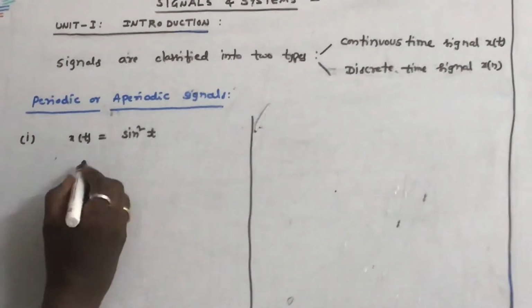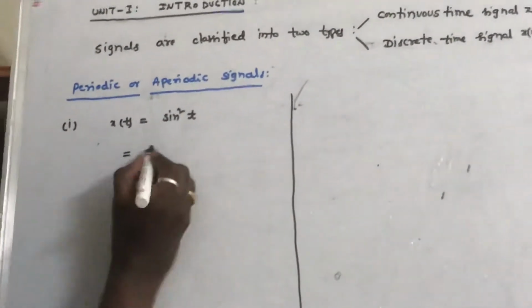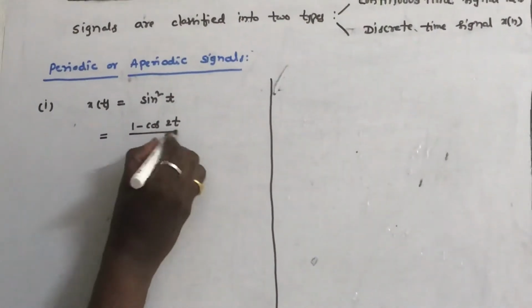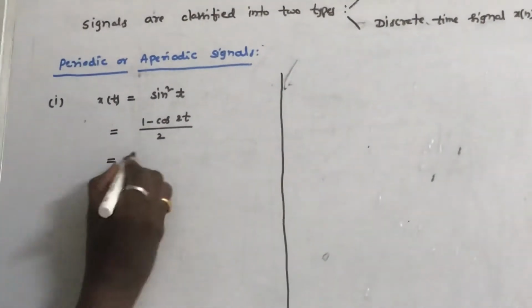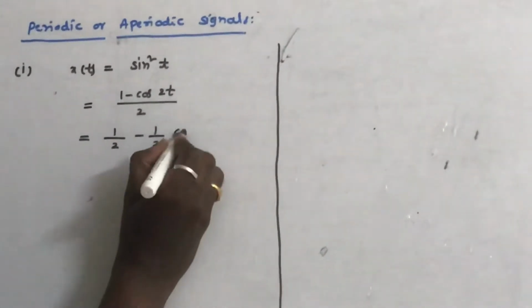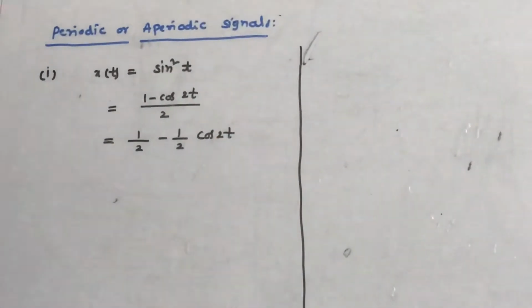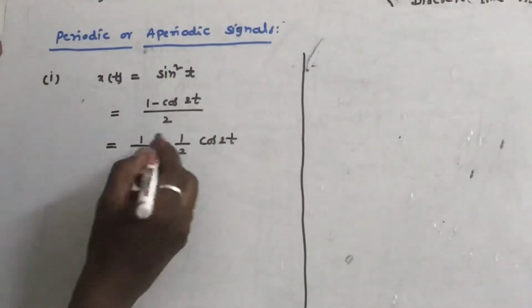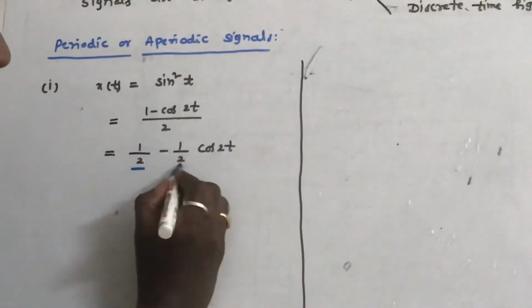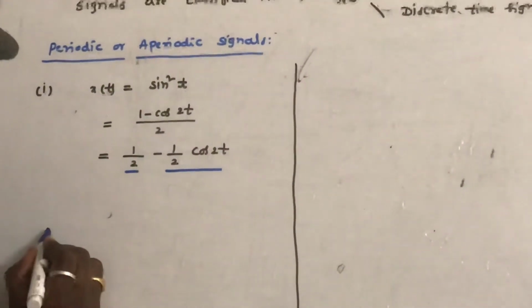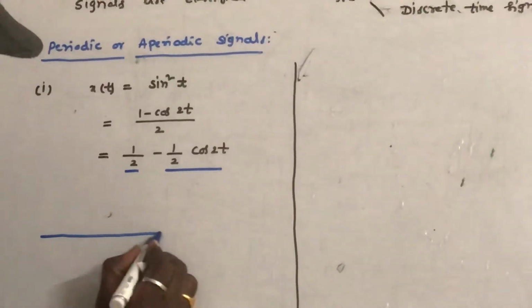For this purpose, it is sine square t. First we have to write it from trigonometry as (1 minus cos 2t) by 2, which is written as 1 by 2 minus 1 by 2 into cos 2t. You have to draw both the diagrams of 1 by 2 and minus 1 by 2 into cos 2t, and add both of them, and you will get the resultant waveform. So you can check how to draw these waveforms.